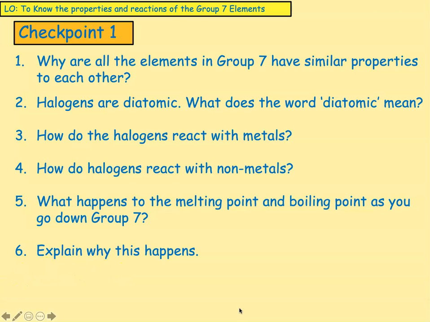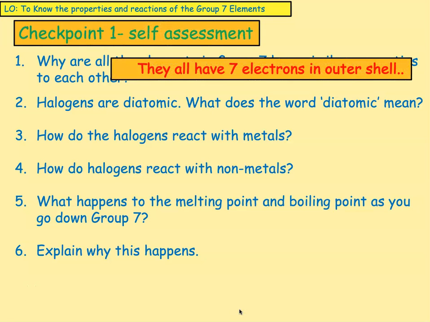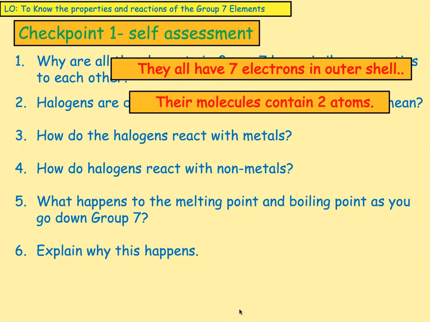Okay, welcome back. Why do all the elements in group 7 have similar properties to each other? Well, they all have 7 electrons in their outer shell. Halogens are diatomic. What does the word diatomic mean? It means the molecules contain 2 atoms.